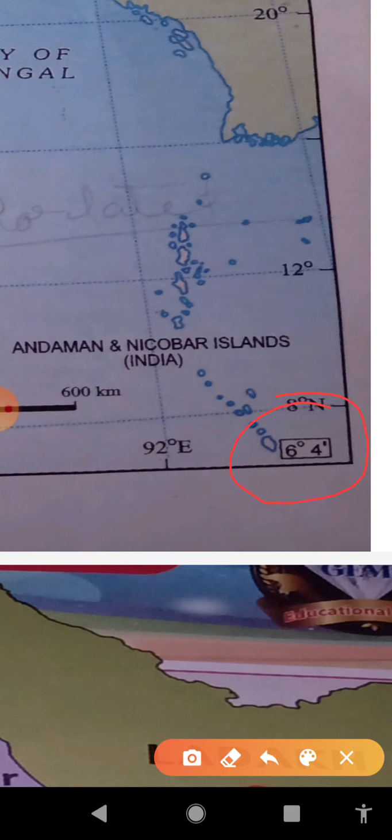So here one question is very common. If you get the question, mention the latitudinal extent of the mainland of our country, then you will write that it lies between 8 degree 4 minute north to 37 degree 6 minute north. But if you get the question, mention the latitudinal extent of our country, then it is better to write that our country lies between 6 degree 4 minute north to 37 degree 6 minute northern latitude.